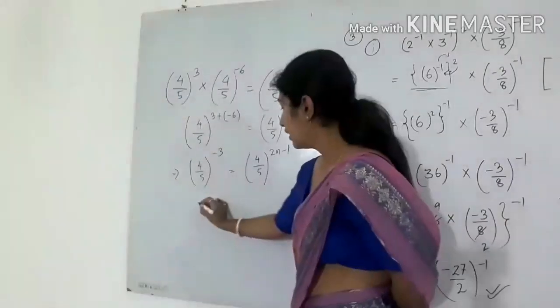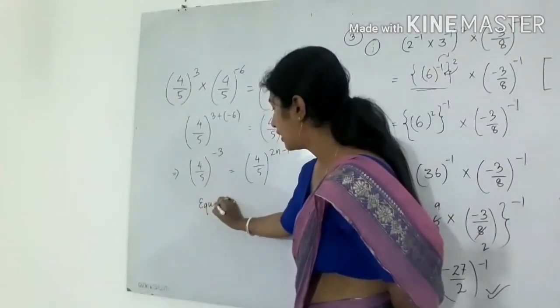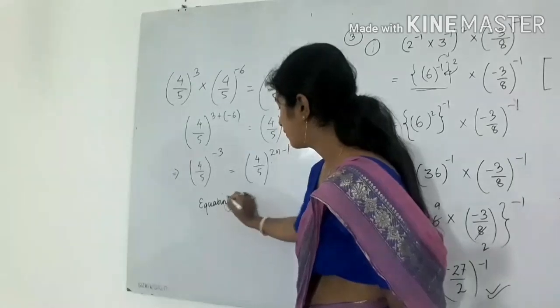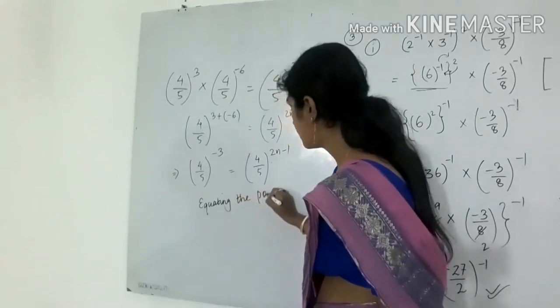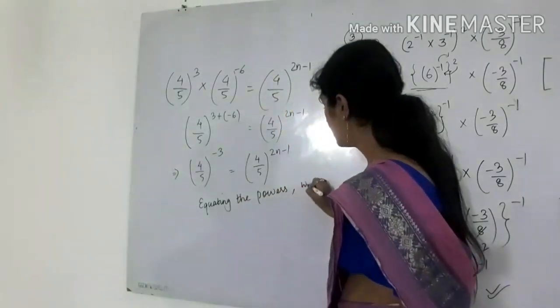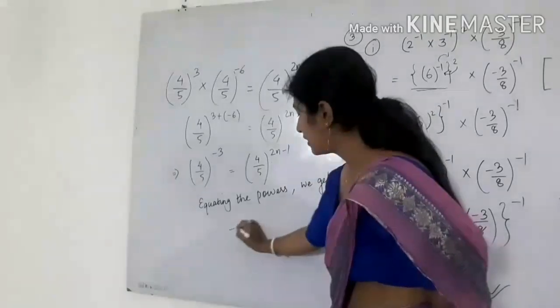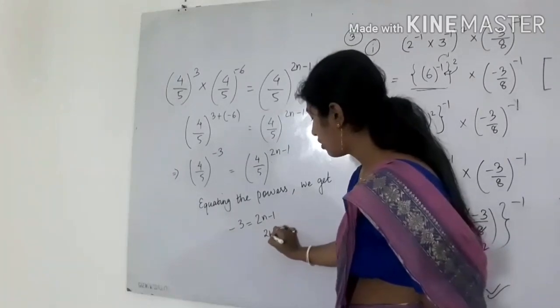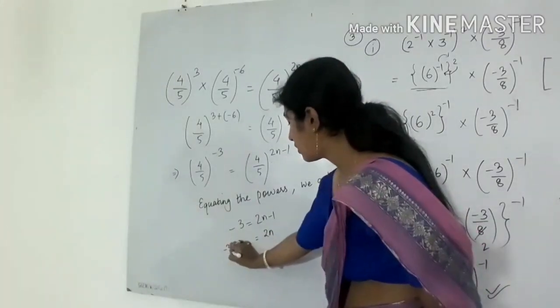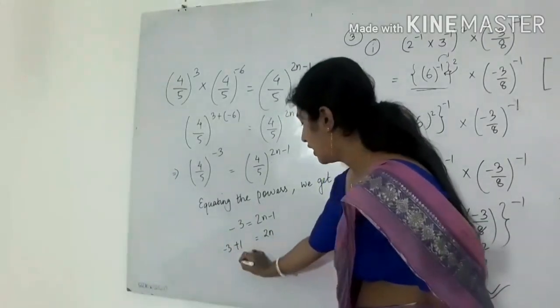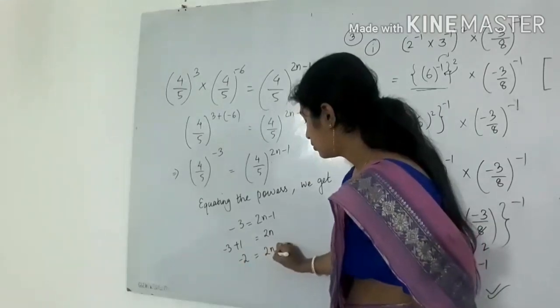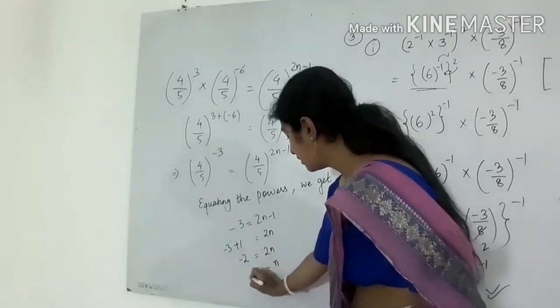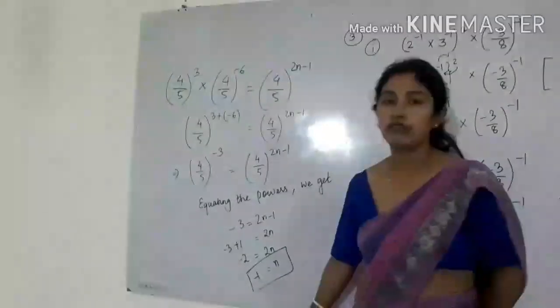So what will you write? Equating the powers. You have to write equating the powers. By equating the powers we get minus 3 is equal to 2n minus 1. So you can solve it. Minus 1 will be transferred to that side. You will get plus 1. It will be minus 2. So the value of n is equal to minus 1. So this is the value of n.